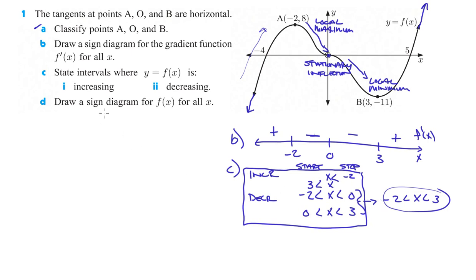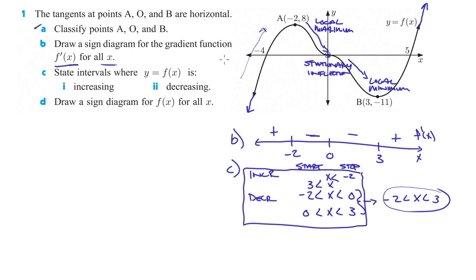Okay. Draw a sign diagram for f of x for all of x. Really small thing here, which makes a big difference. We were drawing a sign diagram for the gradient function f prime of x for all x. So here's our derivative. We're looking at the derivative function here. What this is asking us for is a sign diagram for f of x for all of x.